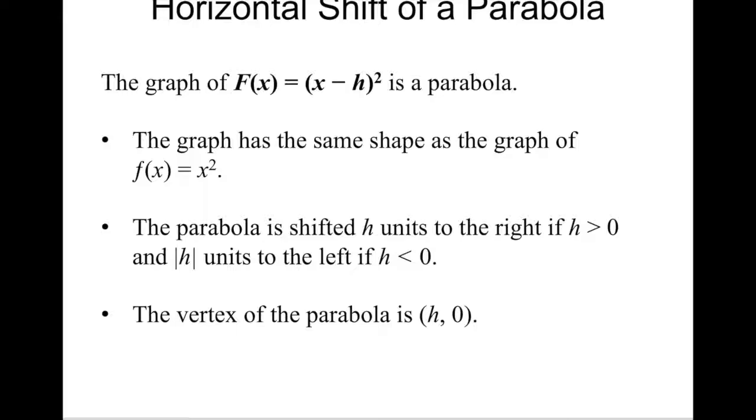So we can make a new rule here where we can say, if I add or subtract something inside the parentheses with the x, it's going to have that shift. It's still going to be a U, but it's going to shift left or right. And my vertex is going to be the opposite of the value inside the parentheses, 0.